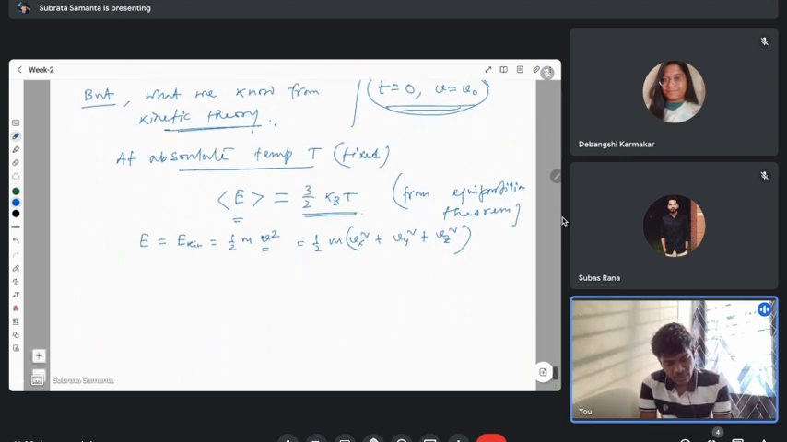Okay, so then we can calculate. Then I just put into this. So half m v square average is 3 by 2 kT, right? So m is just a constant taken outside from the average. So then we know that the v square average is 3kT by m. It's the known formula.